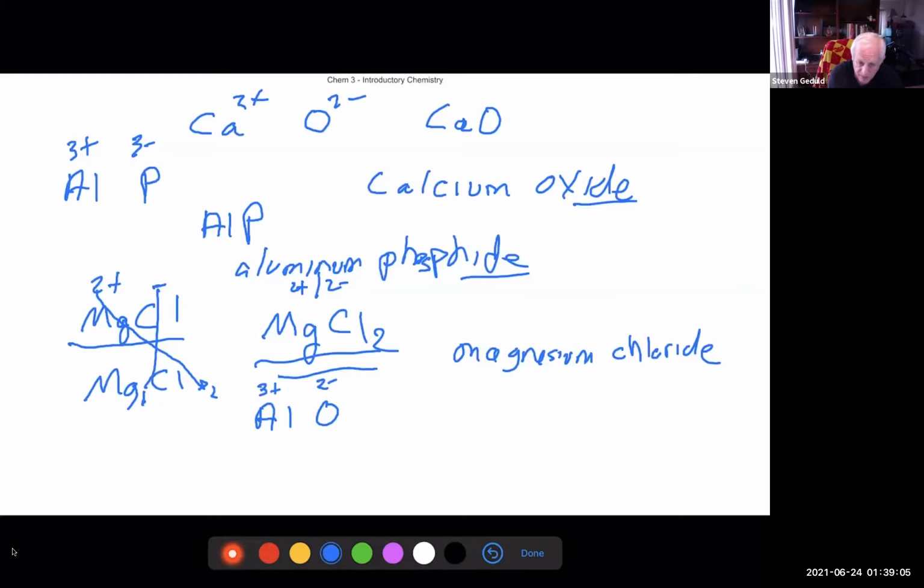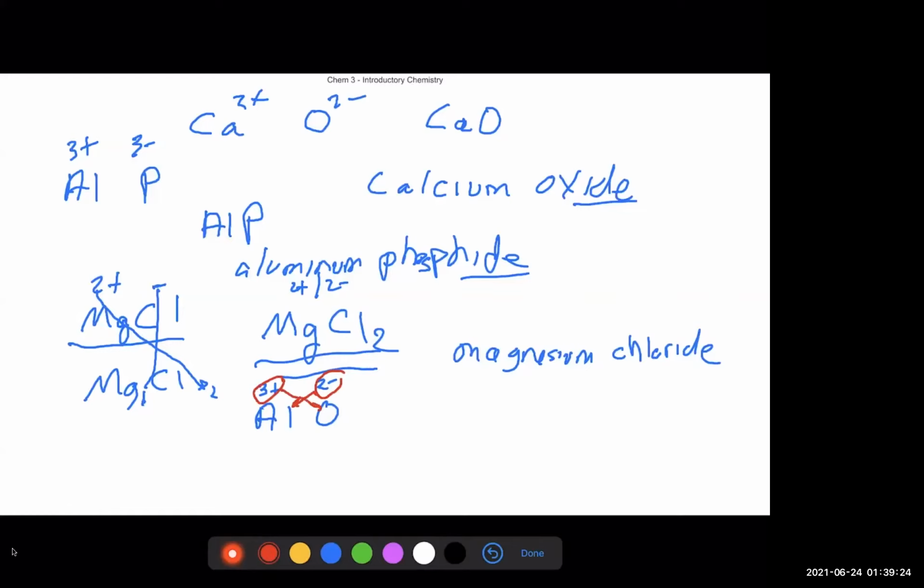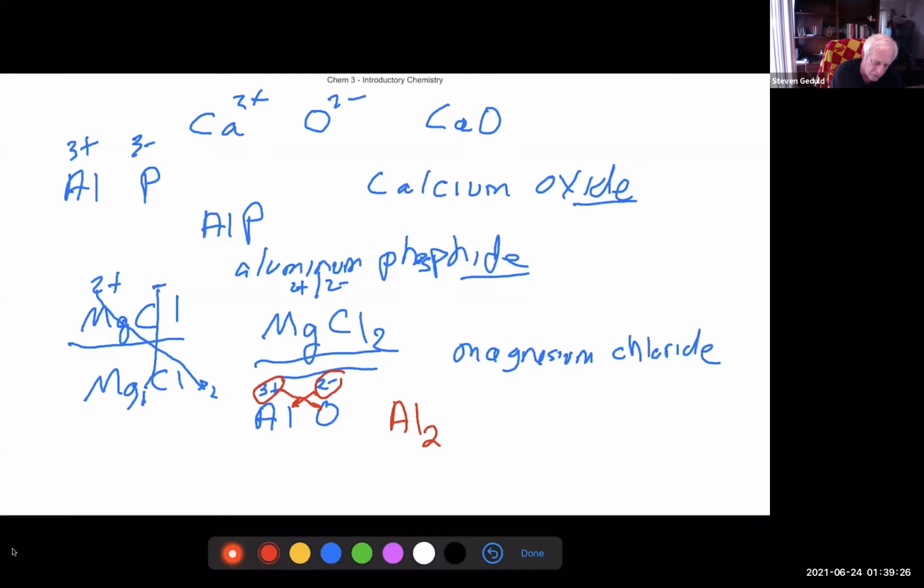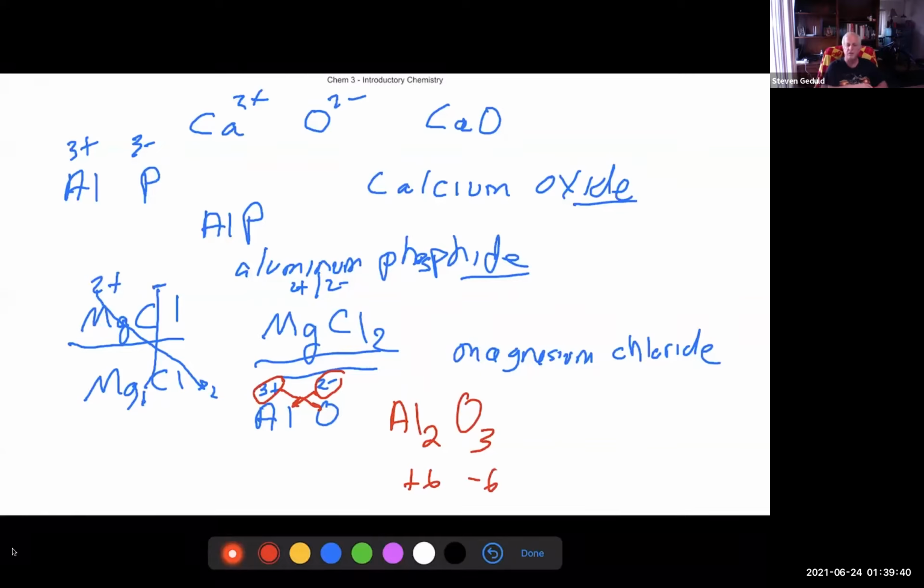Okay, now how do you balance that? You can multiply aluminum by 2 and the oxygen by 3 to give you a value of 6 to make it even, but just crisscross it. Take this number here and move it to the aluminum, this number here and move it to the oxygen. You come out with Al2O3. Aluminum is +3, 2 times is +6. Oxygen is -2, 3 times it's -6. It balances. So just put the little numbers above it and crisscross them.